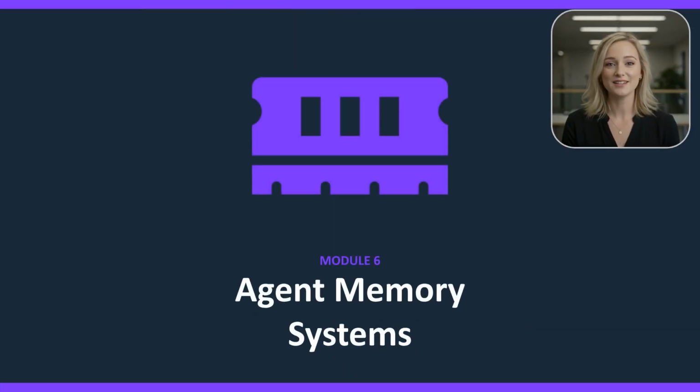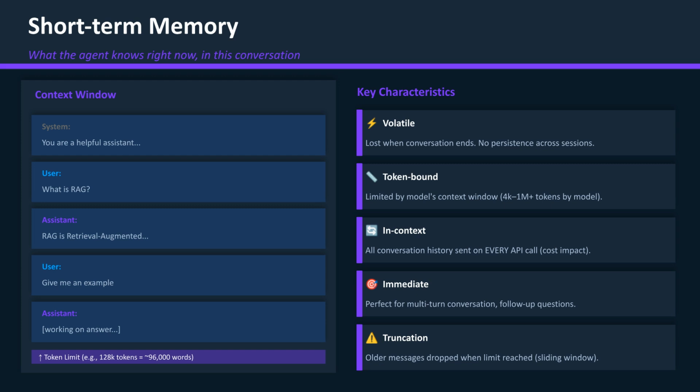Next is Module 6, Agent Memory Systems. We explore how agents retain knowledge across conversations and sessions, covering short-term and long-term memory, vector databases, and semantic search. Short-term memory is volatile, immediate, and token-bound by the model's context window. The entire conversation history is sent with every API call, which can impact cost. Older messages are truncated when the context limit is reached.